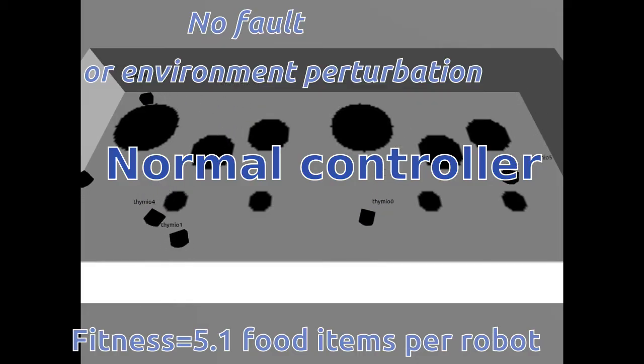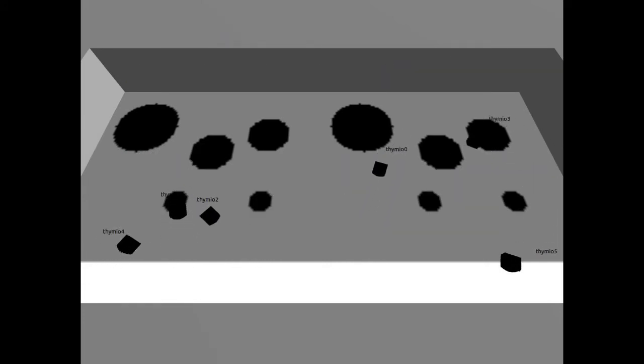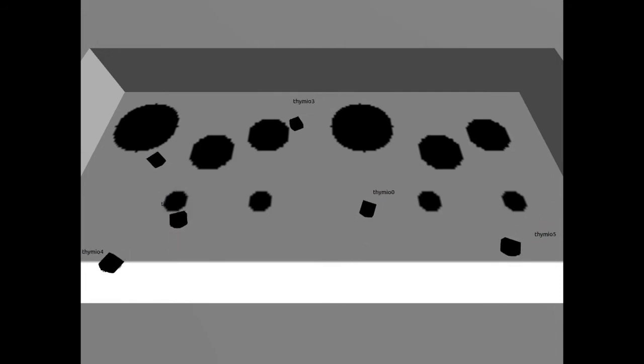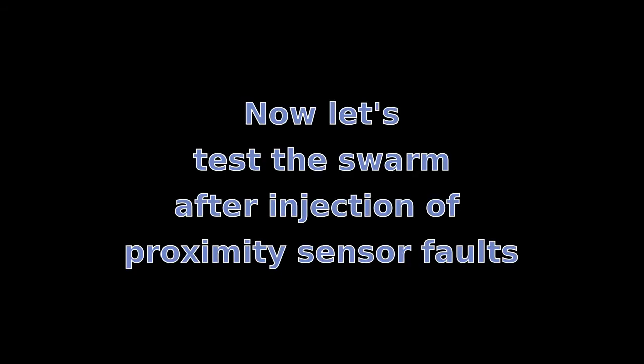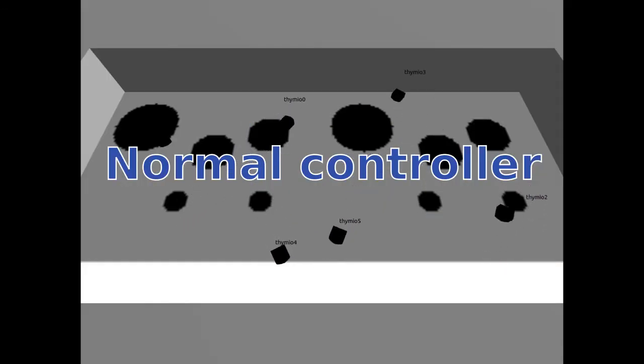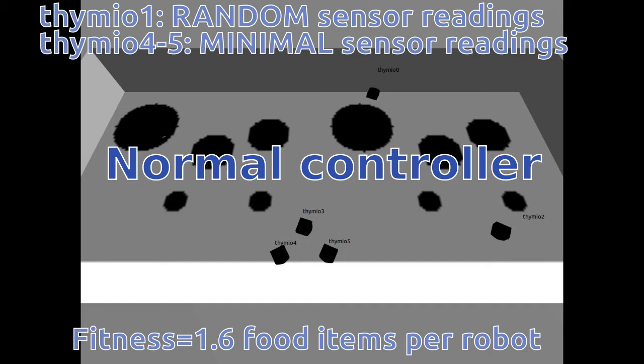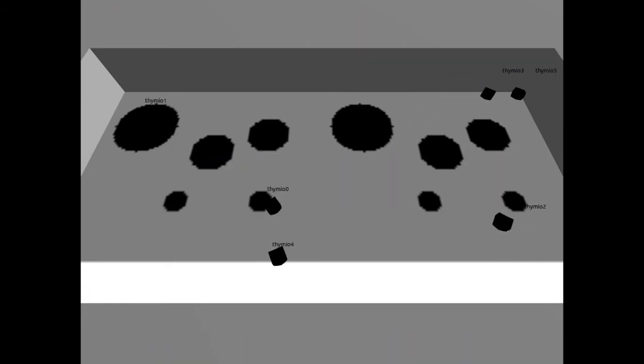In normal conditions, with no fault or environmental perturbation, the robot swarm is efficient, with each robot going back and forth from a food source to the nest. However, after proximity sensor faults, where different proximity sensor faults are injected into different robots, the same controller fails, with many of them wandering around aimlessly, and some of them getting stuck altogether.